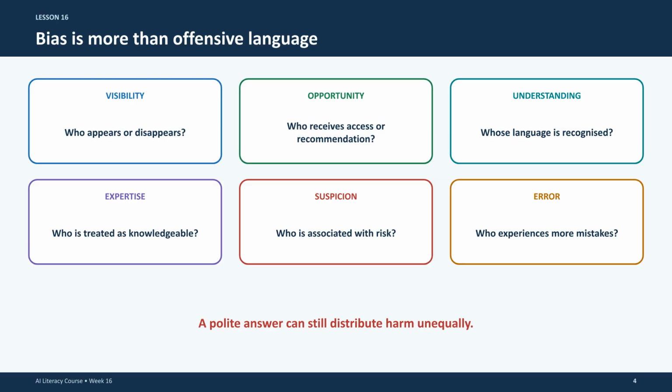Bias extends far beyond just offensive language. It manifests in who is visible, who receives opportunities, whose language is understood, and who is unfairly associated with risk or error. Even a polite answer can distribute harm unequally.